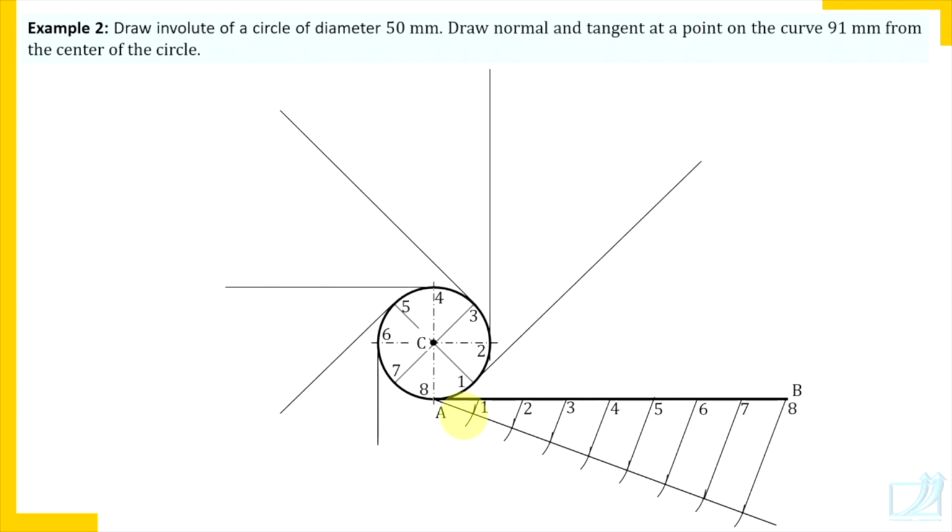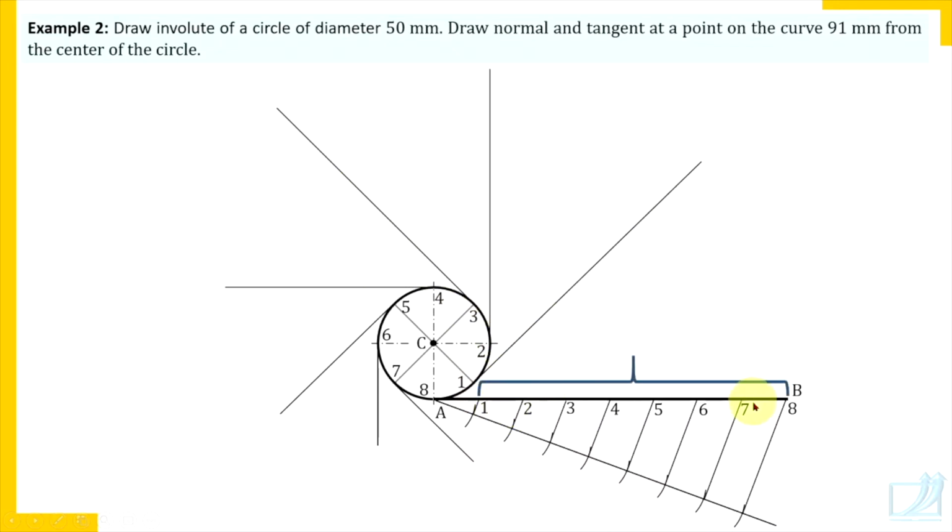And this is how you draw tangents. This is tangent at point 7, this is tangent at point 6, and tangent at point 8 is coinciding with line AB. And now the first tangent has length 1b, the second tangent has length 2b, the third tangent has length 3b, and so on.